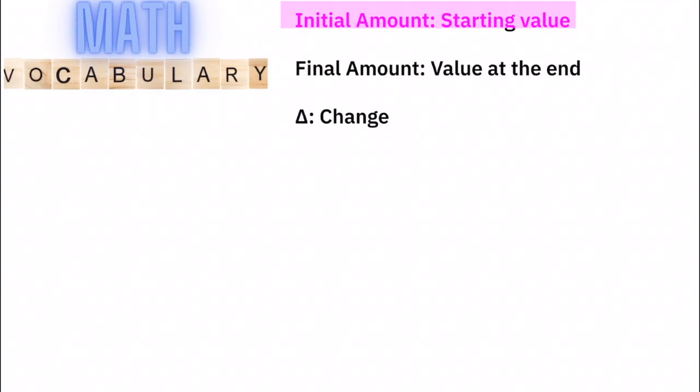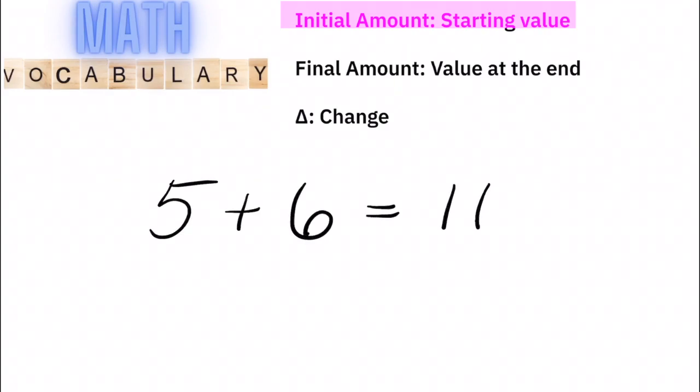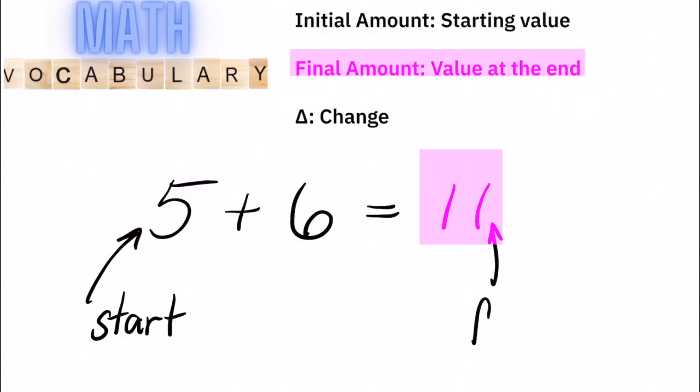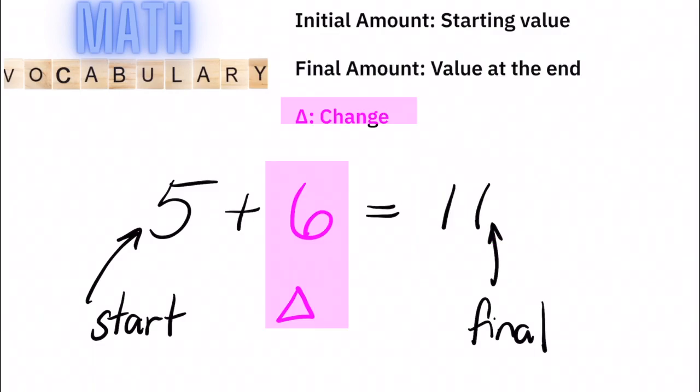So for example, if I have 5 plus 6 equals 11, where I start from is 5 in the beginning of the problem, and my final amount, usually we think of it as what it equals, is the end of the problem. That's my final amount. But something happens to it, and that's where I call it a change, and I use a delta symbol, a Greek symbol. It just means change, like what happens to my starting amount.